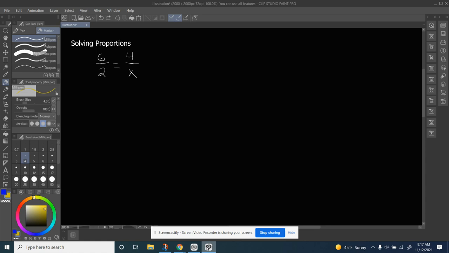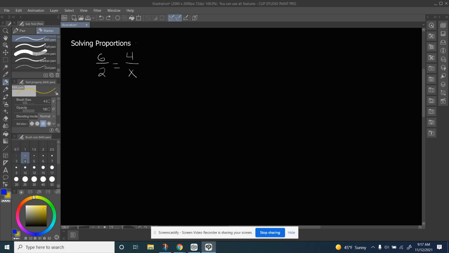So this tutorial is on solving proportions. I've given you a simple proportion of 6 over 2 is equal to 4 over x. And keep in mind that our goal here is to figure out what x is equal to. So what we want to do first is we want to cross multiply.